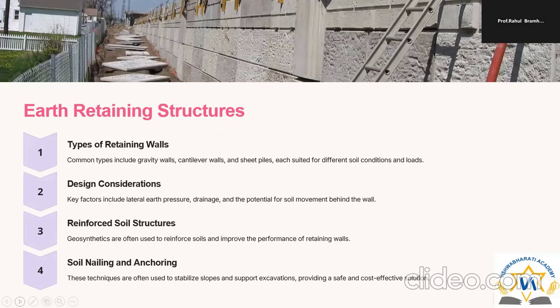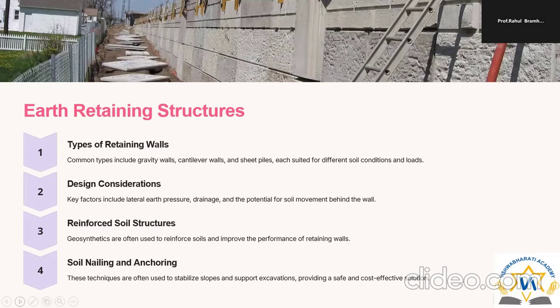The first one is the type of retaining wall. The common types include gravity wall, cantilever wall, and sheet piles. Each is a type of retaining wall, and they are different. They are constructed for different types of load or different types of soil, which carry different types of loads.